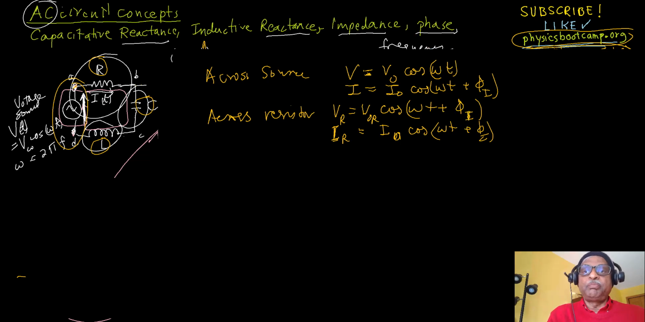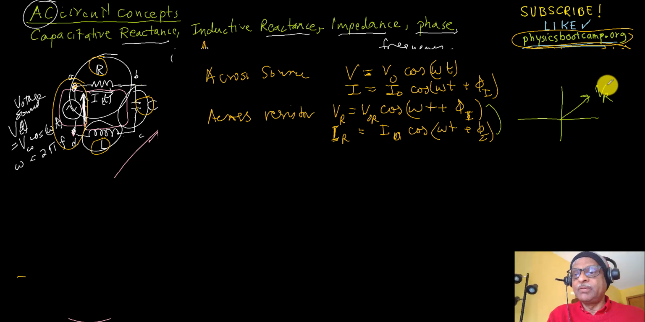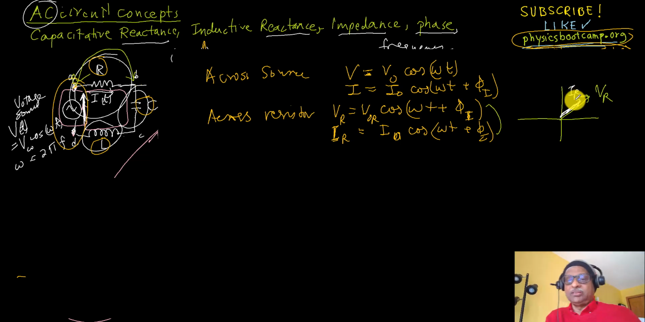Okay, so if you plot these, it's just going to look like this. If this is VR, the voltage across the resistor, then the current is in the same direction. The current through the resistor is in the same direction. This current is the same as the current through the entire circuit here.